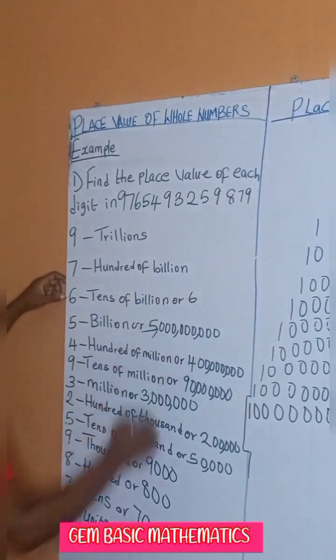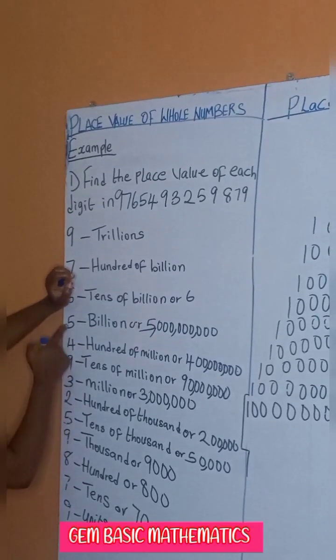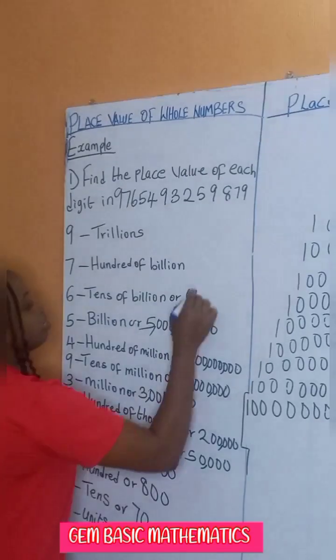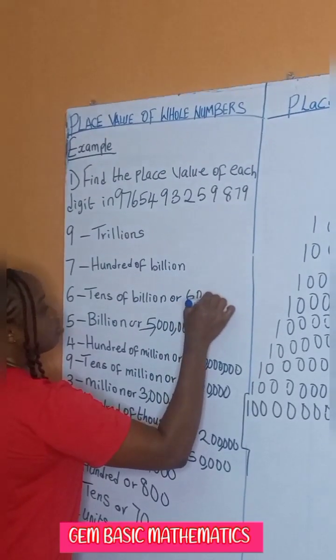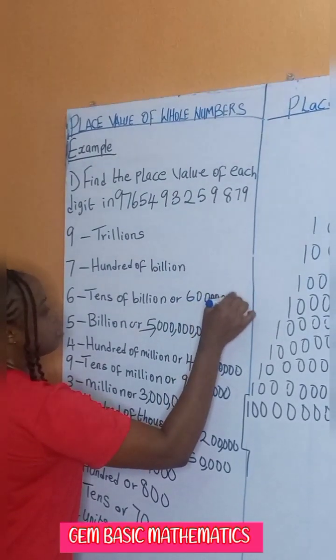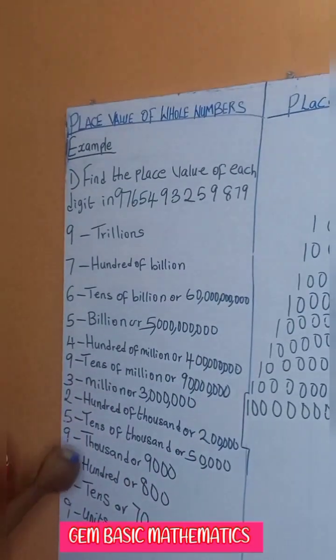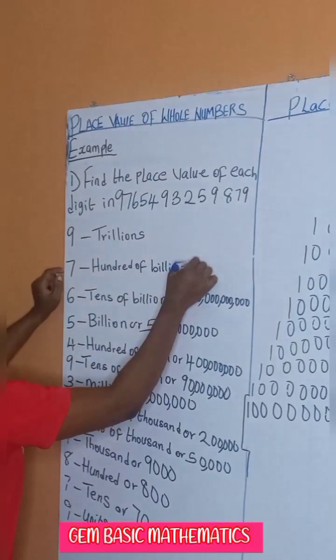Now we have 6. What will you do? Cover it. Count the remaining numbers from here: 1, 2, 3, 4, 5, 6, 7, 8, 9, 10. We have 10 zeros. So this is 60 billion.